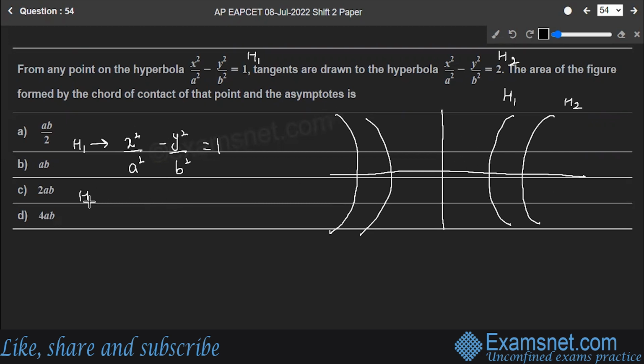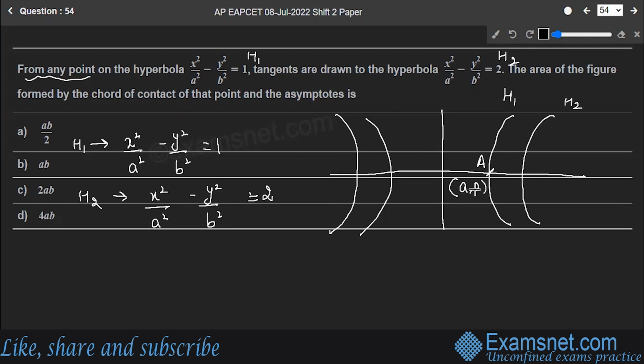This is given by x square upon a square minus y square upon b square is equal to 2. These are the two equations of the two hyperbolas. Now, you have to draw tangents from any point on the first hyperbola. You are not given any restriction on what type of point you have to take. I'm taking this point A because this is the easiest one to go with.